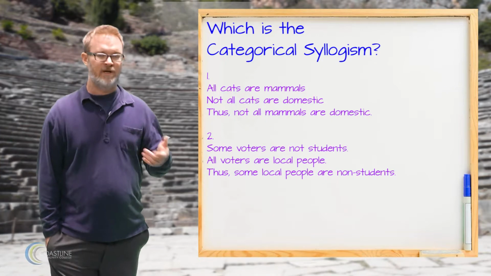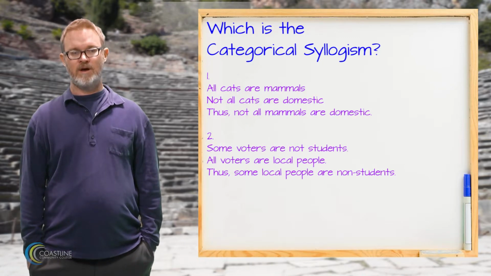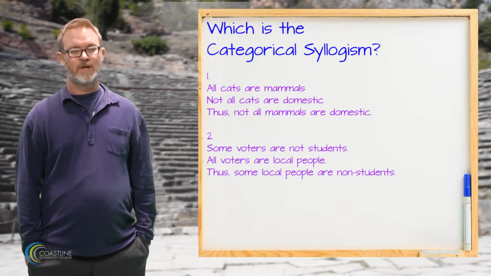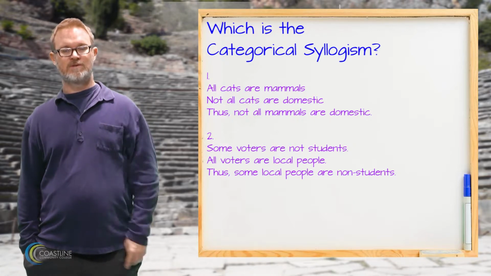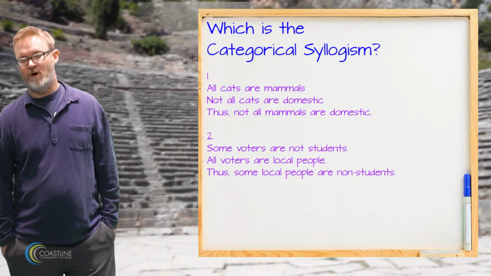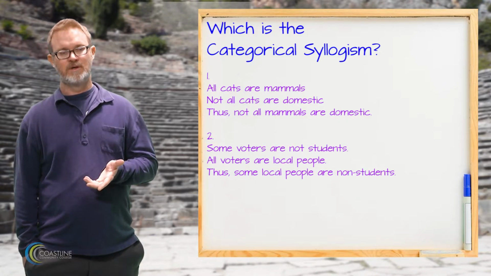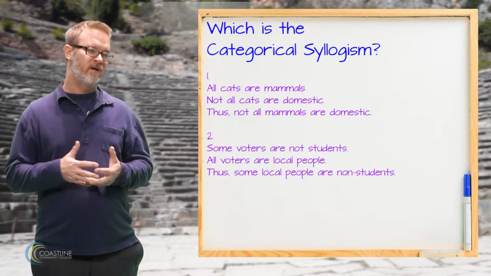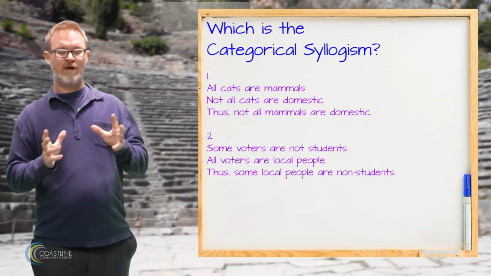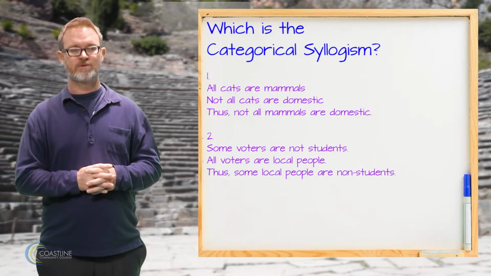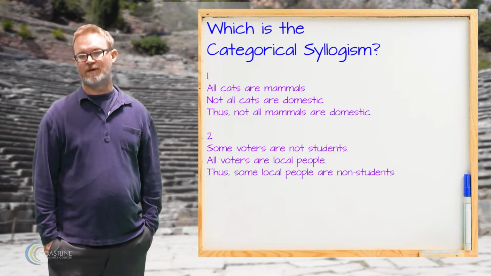Now, second though, let's test whether the terms count. Our terms look to be voters, students, local people, and non-students. You can see there's a difference between the term students and non-students. In fact, those aren't the same term at all. And so what we have with this example is actually 4 terms. And if you remember, a categorical syllogism can only have 3. Our 4 terms here are voters, students, local people, and non-students. And so this example is just not going to qualify as a categorical syllogism for that reason. Okay.